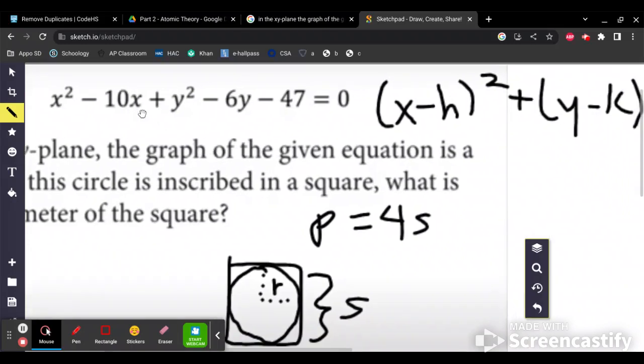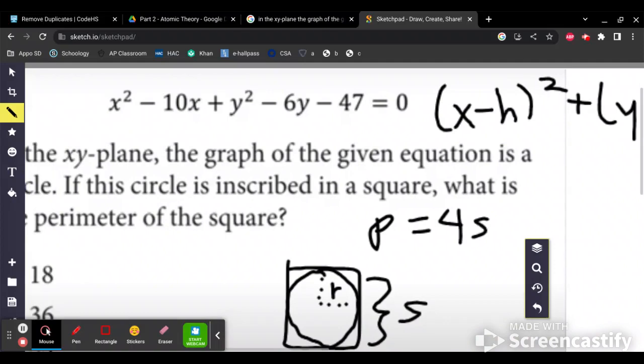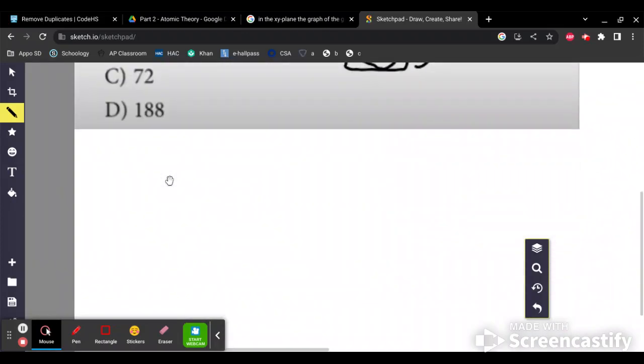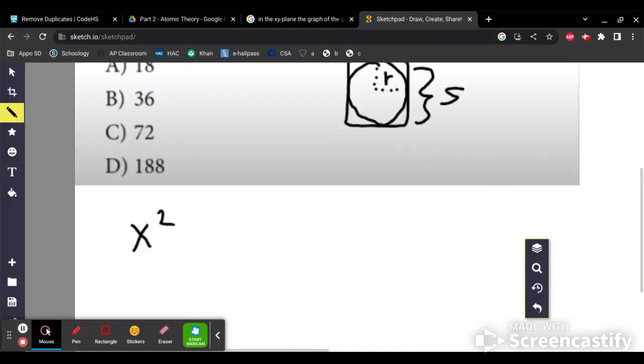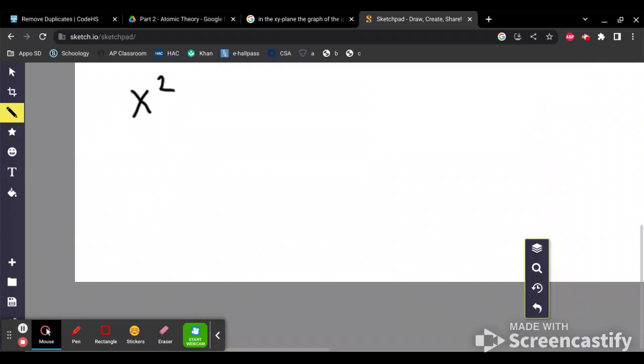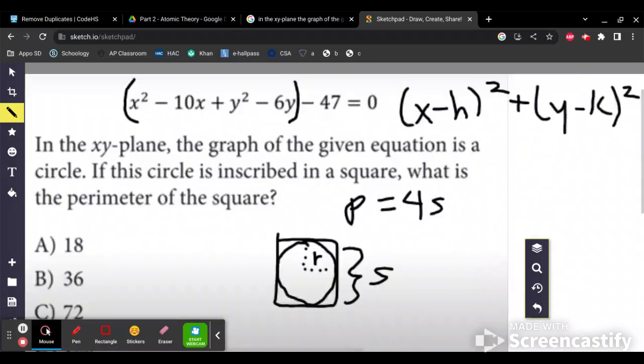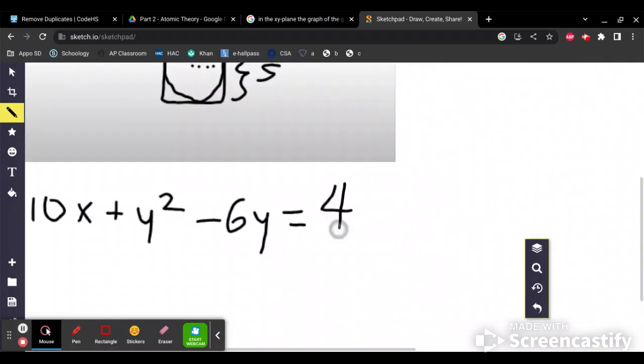So first, let's start by moving 47 to the right side to get it out of this whole arrangement here. So this would become x squared minus 10x plus y squared, and then minus 6y equals 47. Okay, cool. Not too bad so far.